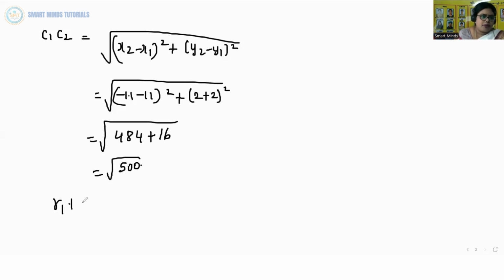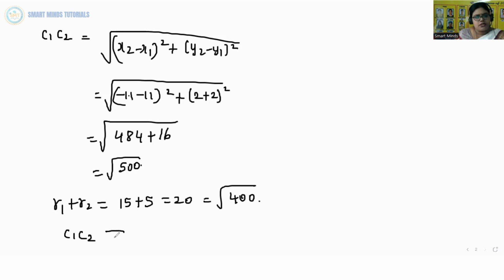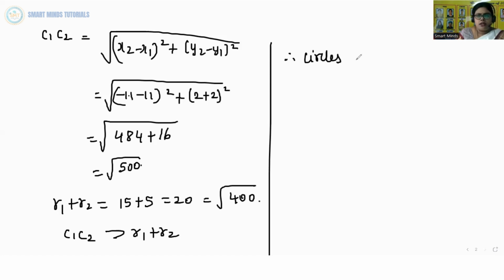And what is R1 plus R2? R1 plus R2 is 15 plus 5. That is 20. So 20 can I write it as root 400. So if you compare C1 C2 and R1 plus R2, you can see C1 C2 is greater than R1 plus R2. So what can you conclude over here when C1 C2 is greater than R1 plus R2? Circles lie outside each other. Circles lie outside each other completely.